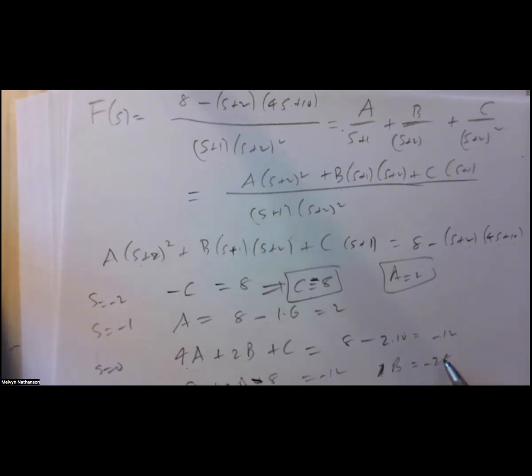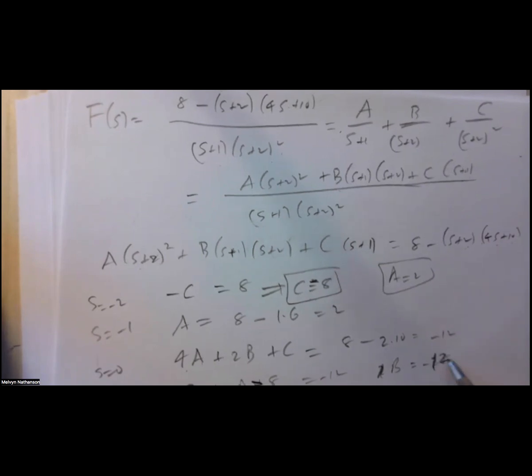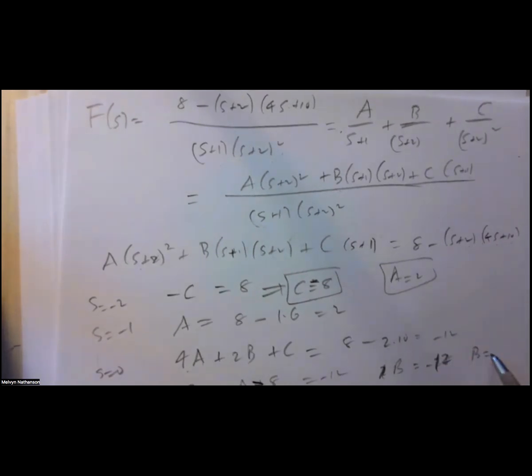Let me just double check what I did. I got c is equal to minus 8. Just write it down. c equals minus 8. This is 8 plus 2b minus 8 equals minus 12. So 2b is minus 12. b is minus 6.